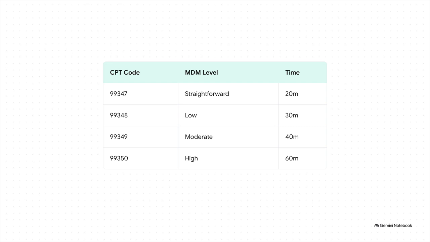You really have to keep these two separate tables clear in your mind, or honestly, ideally printed right on your desk. You want to ensure absolute precision, especially when crossing that moderate threshold, because it's 45 minutes for an established patient compared to 60 for a new one.